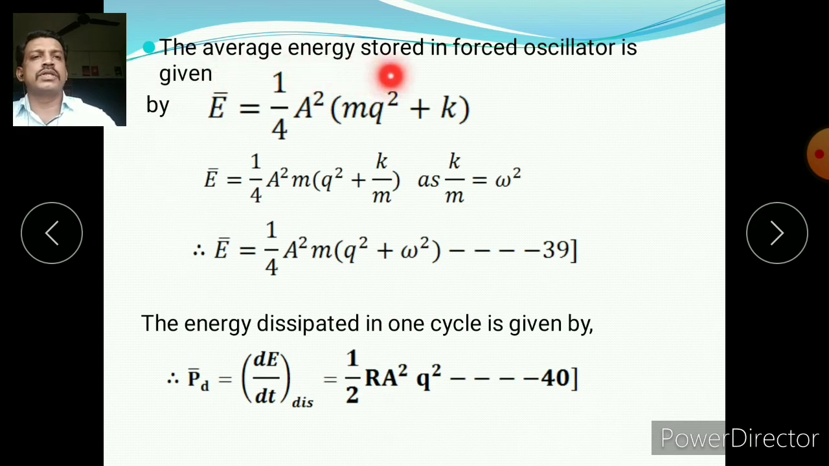The average energy stored in a forced oscillator is given by E equal to 1 by 4 A squared m (q squared plus k). Now here, if we take m common from this bracket, m (q squared plus k by m). As k by m is nothing but omega squared, therefore average energy E equal to 1 by 4 A squared m (q squared plus omega squared). The energy dissipated in one cycle is given by P_d equal to dE by dt, and it is given by half r A squared q squared.